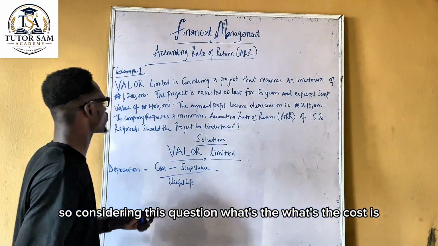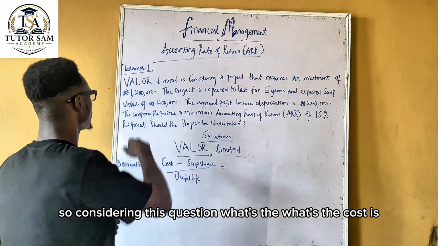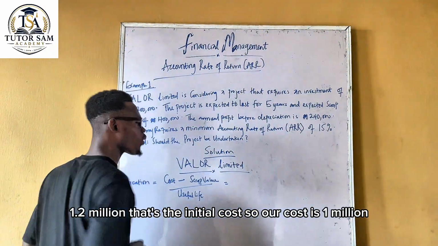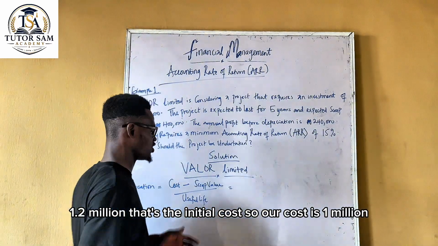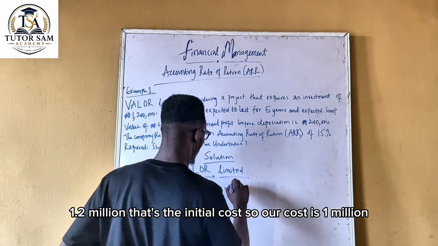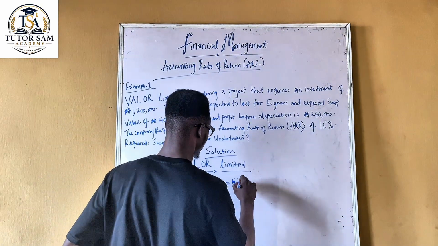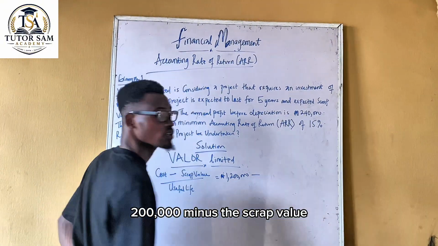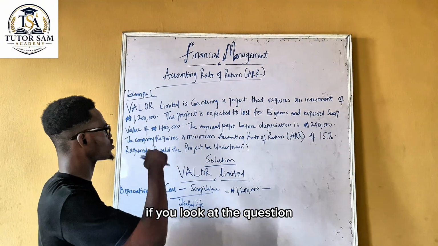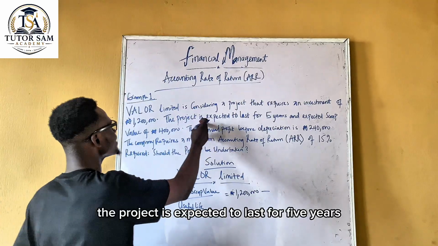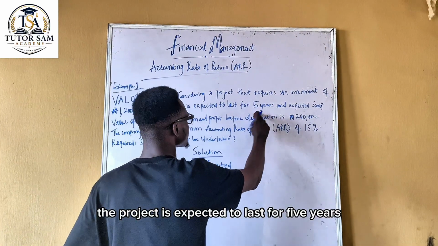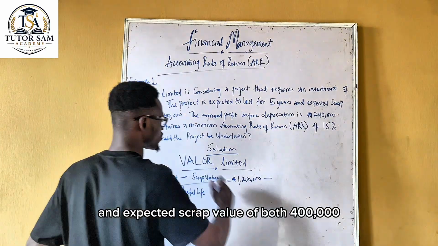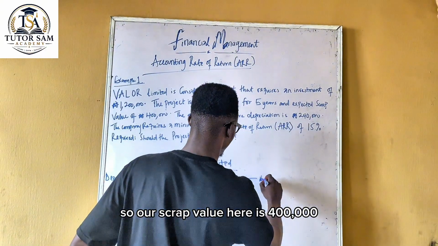So considering this question, what's the cost? It said Valor Limited is considering a project that requires an investment of 1,200,000. That's the initial cost. So our cost here is 1,200,000 minus the scrap value. If you look at the question, they went further and said the project is expected to last for 5 years and expected scrap value of what? 400,000. So our scrap value is 400,000.